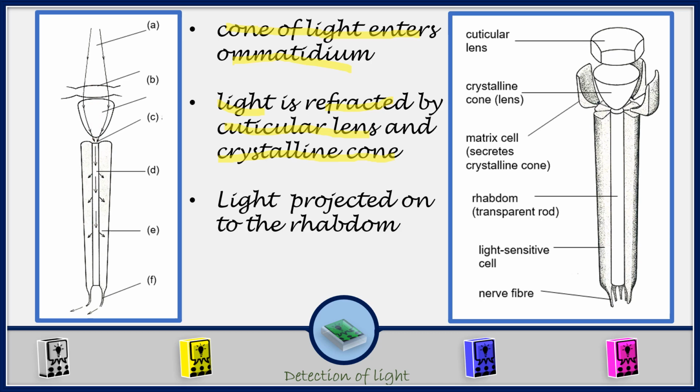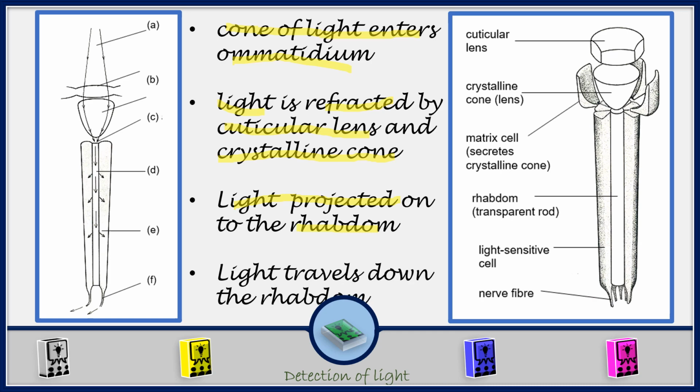Then when we come to part C, light is projected onto the rhabdom. Here at part C, you see that light is coming from the crystalline cone, and when it comes from the crystalline cone, it will be projected to the rhabdom. And remember, we said the rhabdom is a transparent rod. So it is projected to the rhabdom. That is part C.